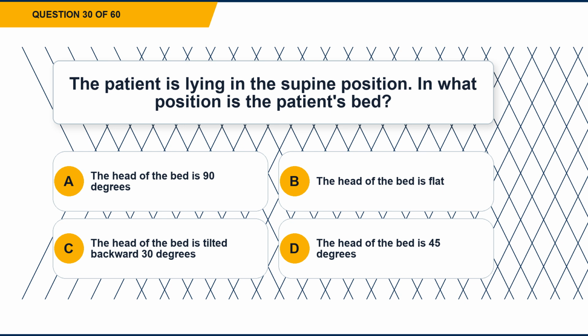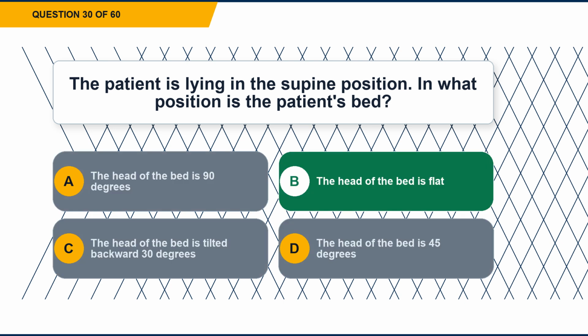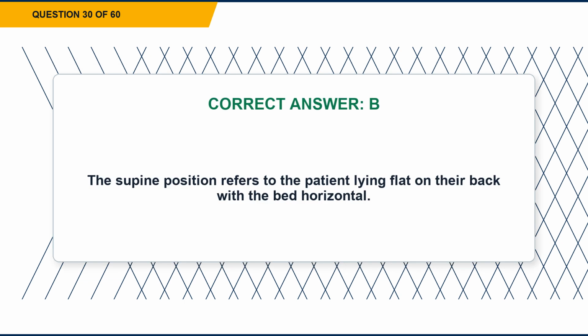Option C, the head of the bed is tilted backward 30 degrees. Option D, the head of the bed is 45 degrees. The correct answer is option B, the head of the bed is flat. Explanation: the supine position refers to the patient lying flat on their back with the bed horizontal.